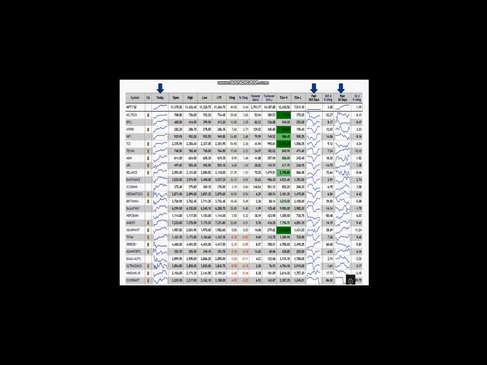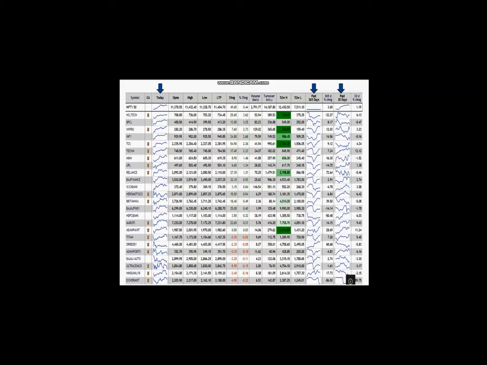Now come to the 30 days. After checking the 1-year time frame, now we have to come to the 1-month time frame and check for an upward slope in that column also. Out of these 4 or 5 stocks I mentioned, you can see TCS has an upward slope in the monthly time frame also. Maruti, JSW Steel, Bajaj Finance, these 3 stocks also have an upward slope in the 1-month time frame.